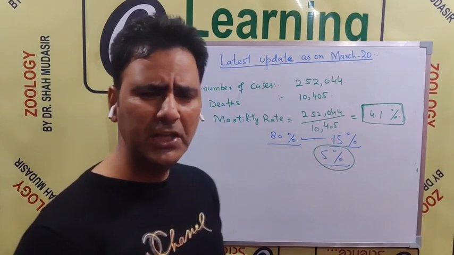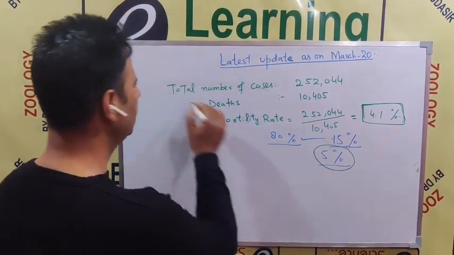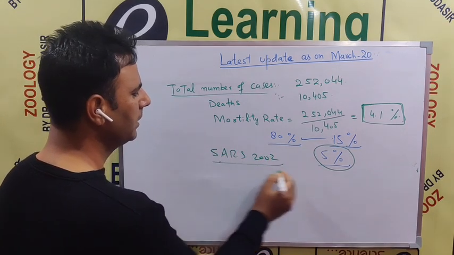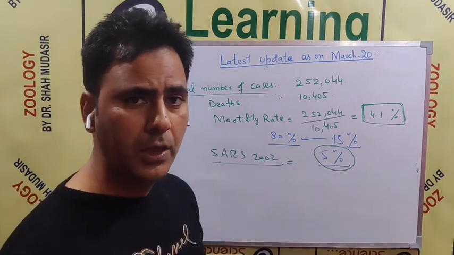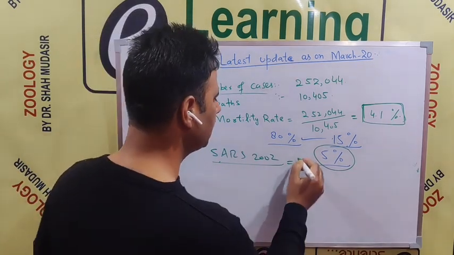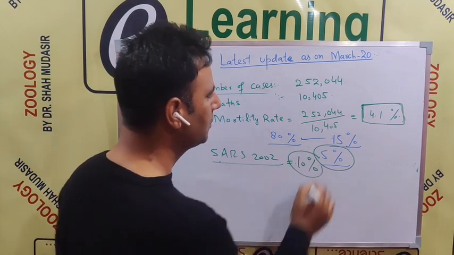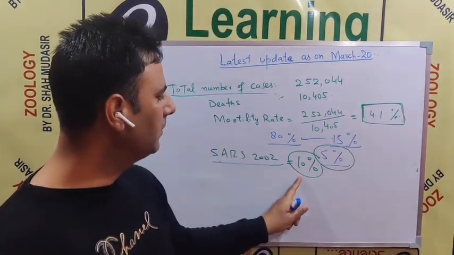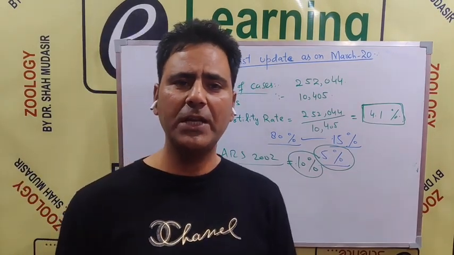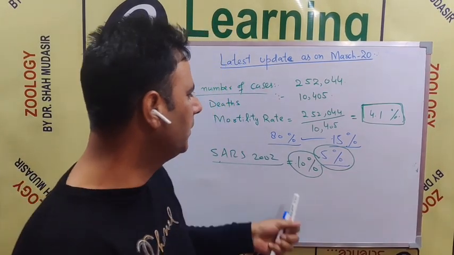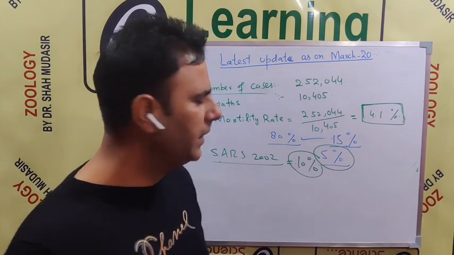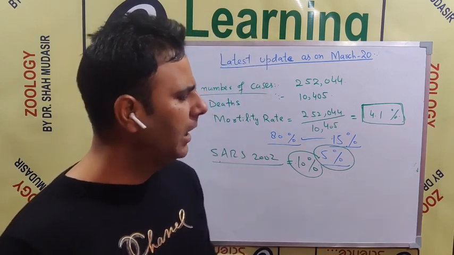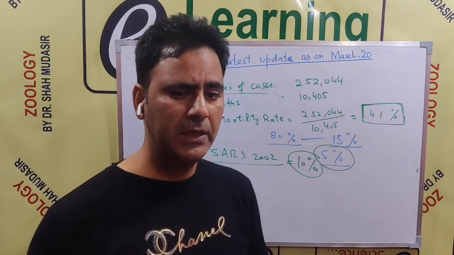So the mortality rate is not very high. If we compare this disease with SARS 2002, the mortality rate of SARS 2002, caused by a coronavirus, was approximately 10%. So right now the mortality rate is 4.1, and in 2002 it was 10%, much higher than the present mortality rate. Then why are we worried about this disease? We should not worry. If somebody really gets the coronavirus infection, he need not worry. But we have to be very cautious as well.